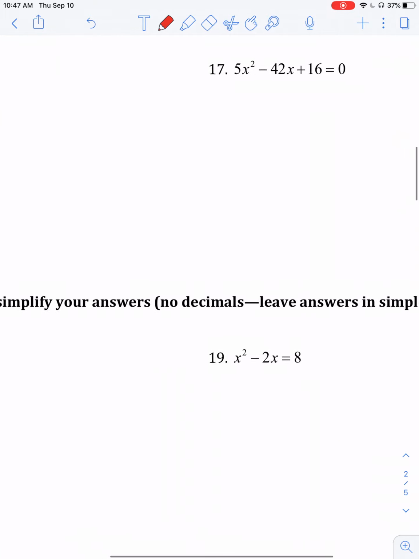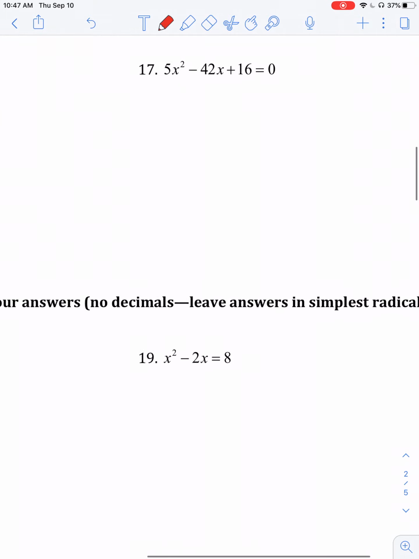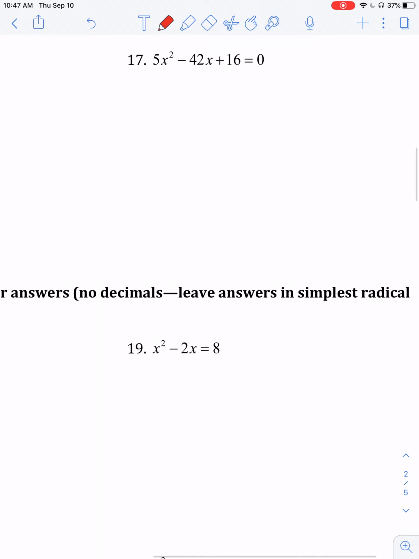All right, let's take a look at number 17. So for 17, I notice that it's already set equal to 0. I see there's a number in front of x squared. So the first thing I definitely want to check for is, is there a GCF? But for this one, there isn't. So I just need to go straight to big X factoring.